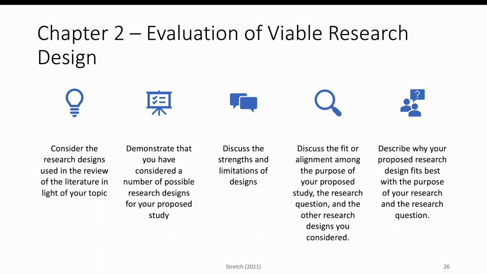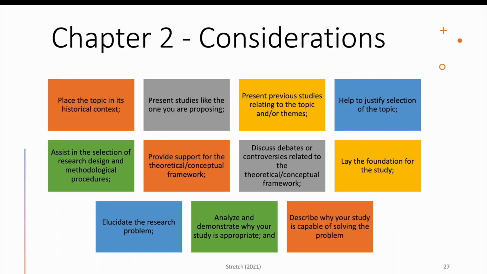Oftentimes students will come fixed on, I'm going to do my research in this way, like qualitatively or quantitatively, or I know I want to do a quasi-experimental. And I will suggest that it's a better approach to suspend that information until you've done this literature review and let the literature guide you naturally. And that way you're not fighting against the literature.